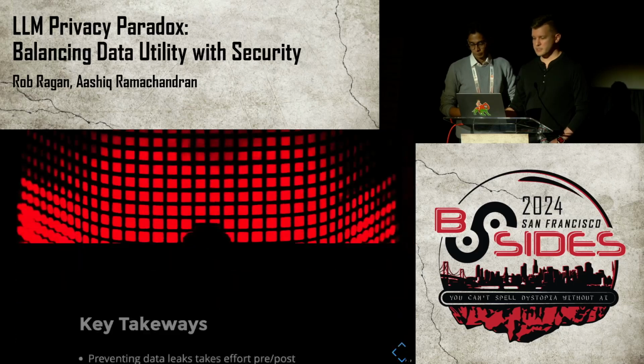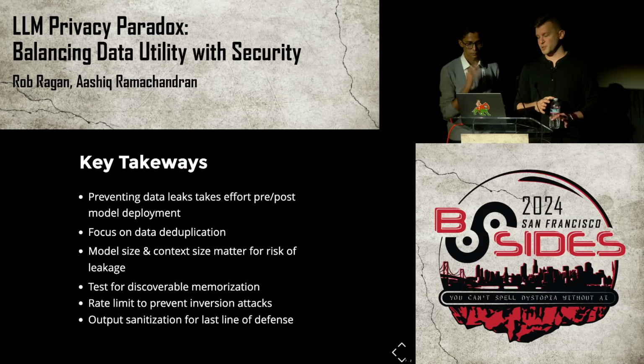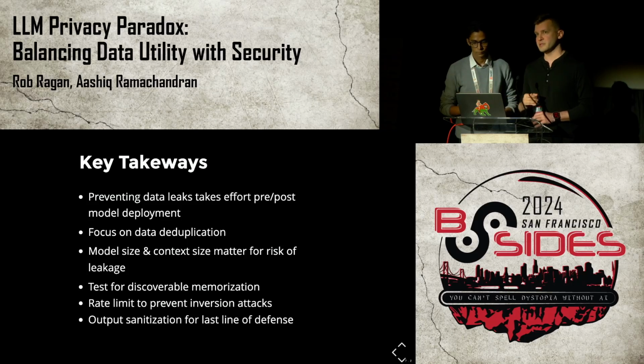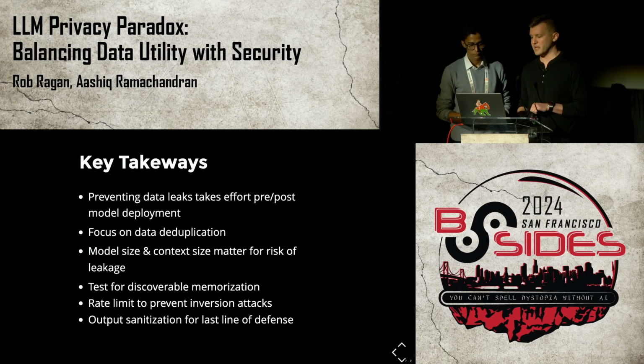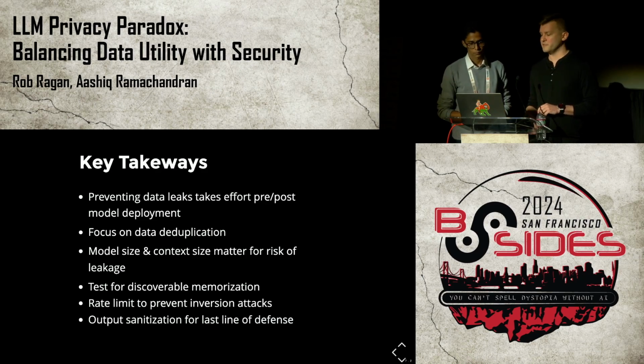So key takeaways: I think preventing these pre-model training and post-model deployment is your best strategy for defense in depth. The biggest thing you can do to impact data leakage is to focus on deduplication of data in your training data set that you're fine tuning on. The size of the model and size of the context matter a lot for leakage. You have to test for this on the other end.